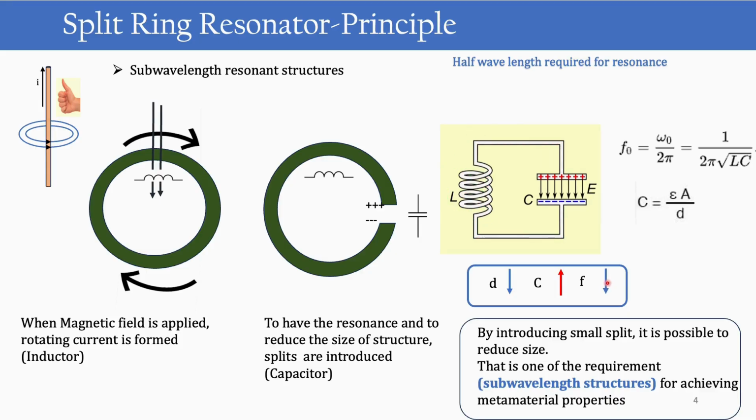So by introducing this split, we are actually reducing the size of the structure. This split has two impacts. It is providing resonance and it is reducing the size of the structure. Otherwise, we would have to provide a half wavelength to get the resonance. So by introducing the split, we can effectively reduce the frequency and the size. That is the benefit of using the split here.